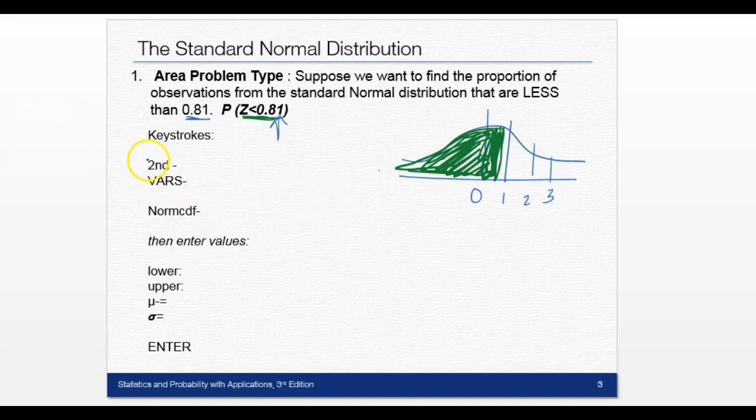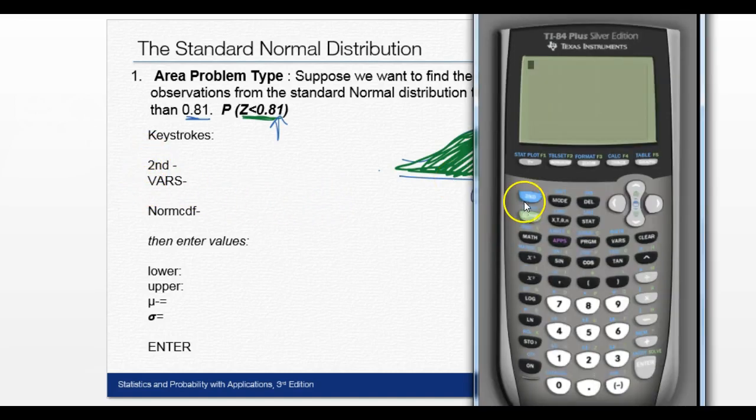So here are the keystrokes. You need to pause the video and write these down. I'm going to press second and vars, and then I want normal CDF. Make sure you don't pick number 1, that's different. I want number 2, normal CDF. And then it asks you for these values: a lower, an upper, a mu, and a standard deviation.